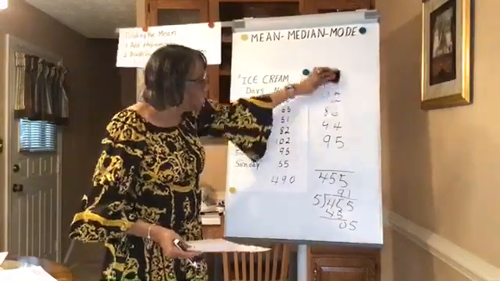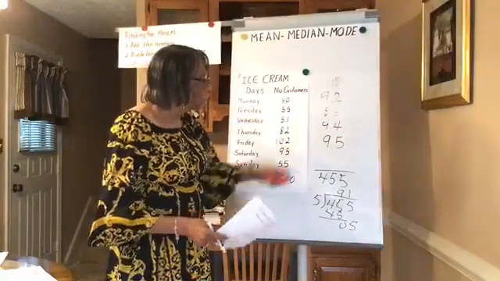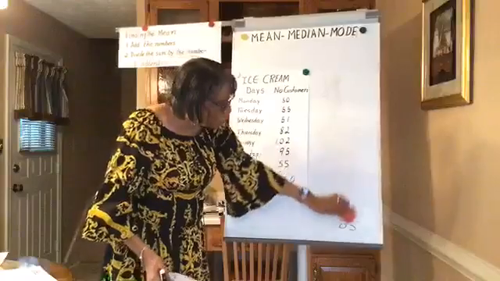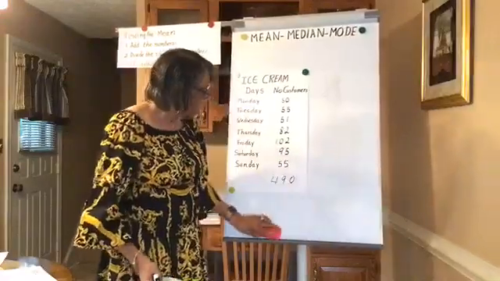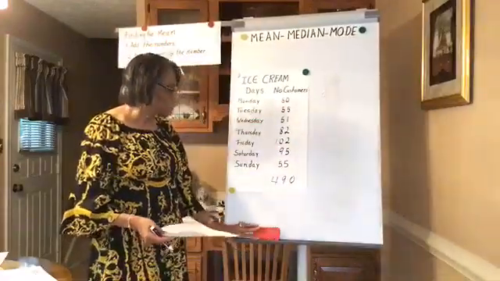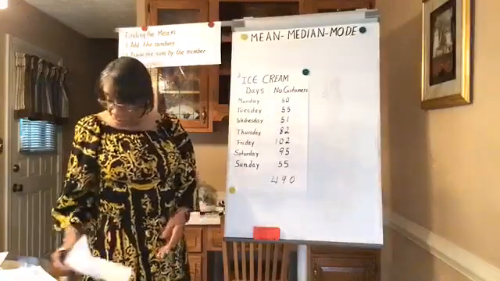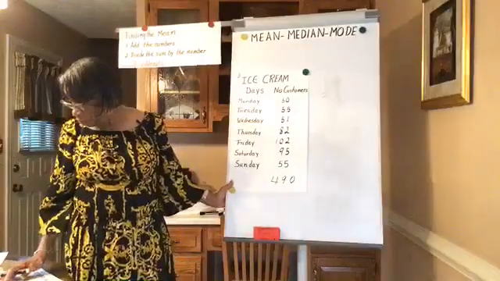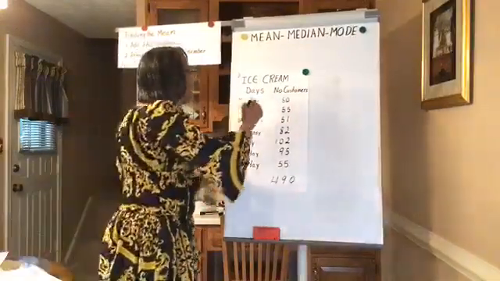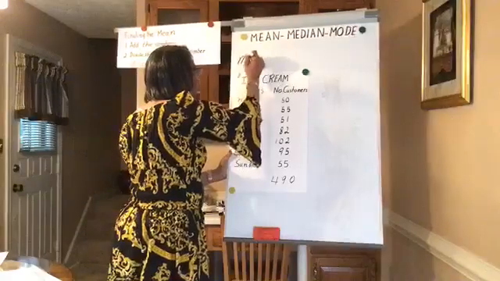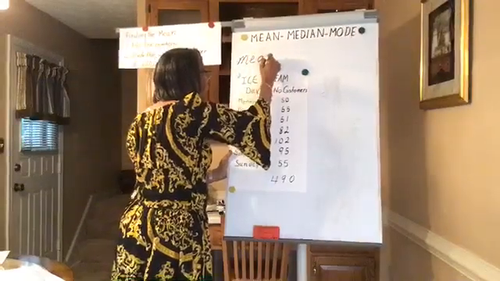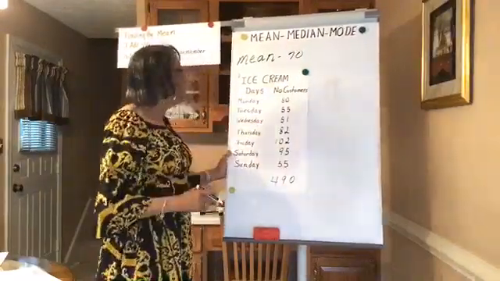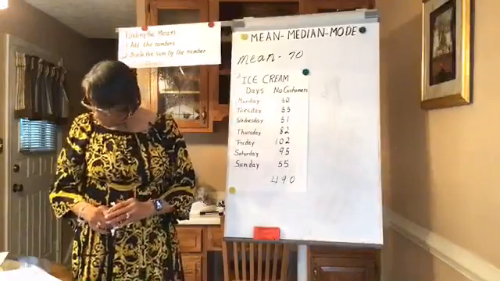So to find the mean, we simply add the numbers and divide by the number of addends. Add the numbers and divide by the number of addends. So for this particular data, and we're going to keep track of it, the mean was 70. Okay. So we have found the mean of this data.